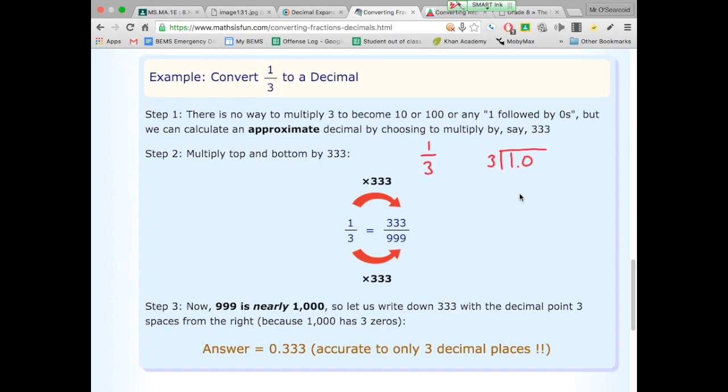3 goes into 10 3 times. 3 times 3 is 9. Subtracting, we're left with a remainder of 1. Carrying down a 0, we immediately see we're back to 10 again. And so on. And this is a pattern which will repeat forever. So converting fractions into decimals is as easy as long division.